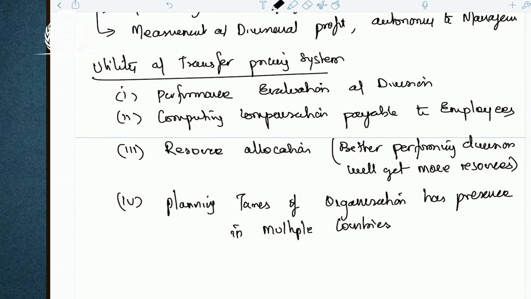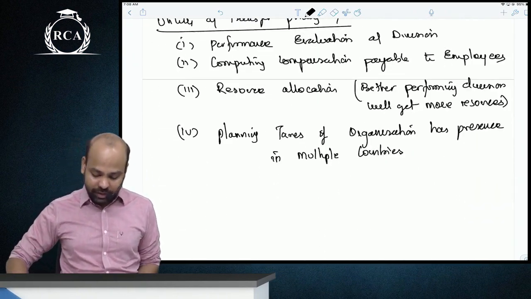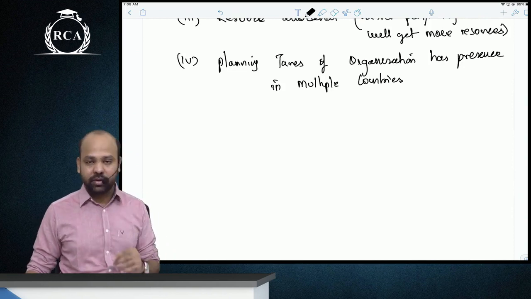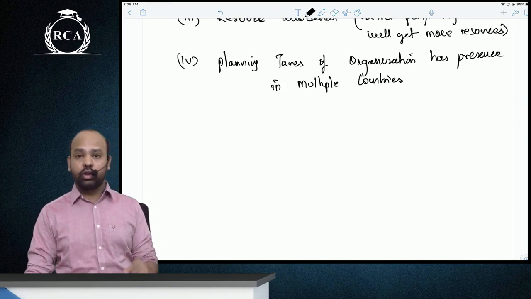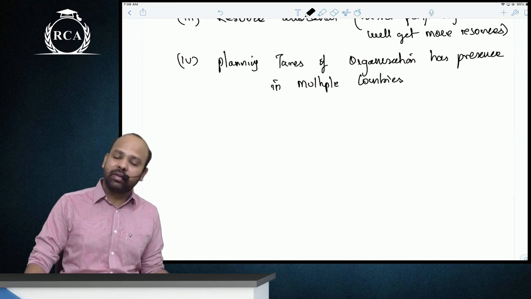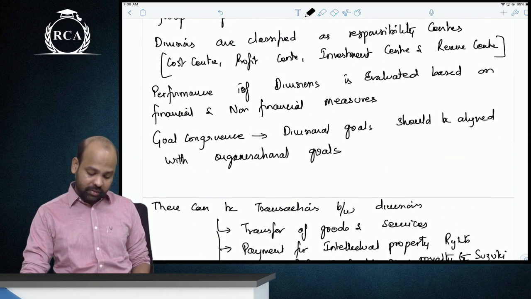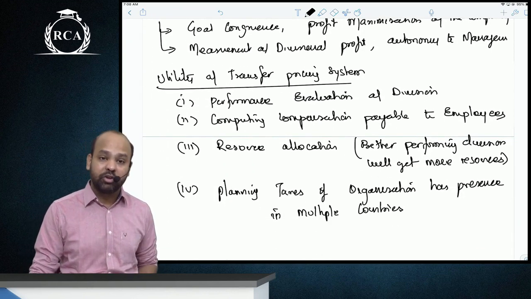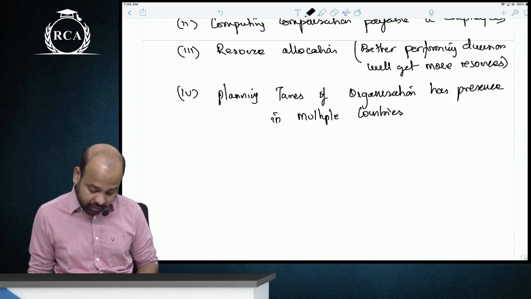Yes, guys. I hope you're all done with this so far. I just told you why we even have the concept of transfer pricing. Because an organization has decentralization, they work as responsibility centers. We have to measure their performances, and also there are transactions between divisions. That all results in divisional transfer pricing, which will help us in measuring performances, deciding the compensation payable, allocation of resources, and planning our taxes.